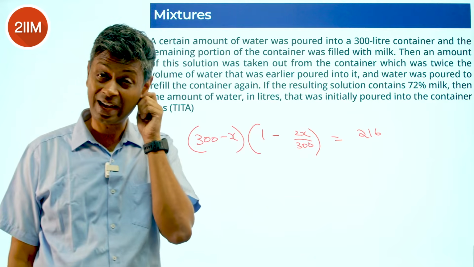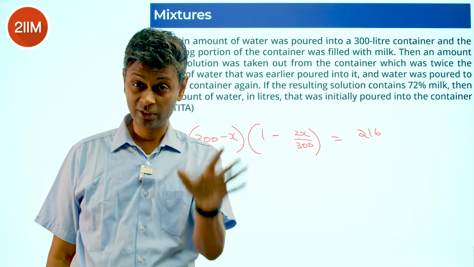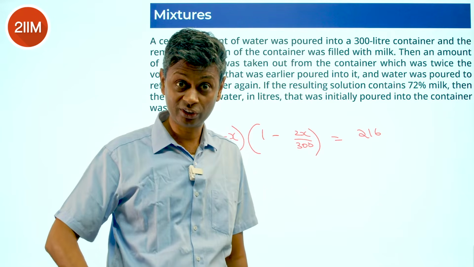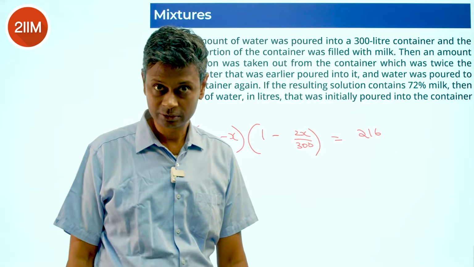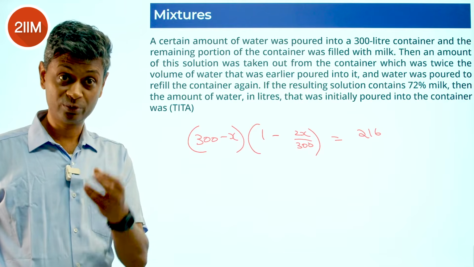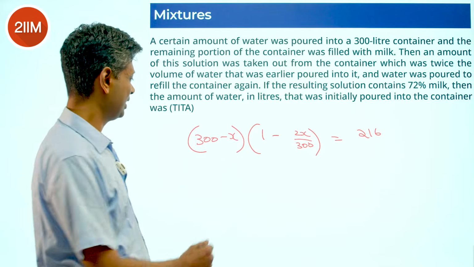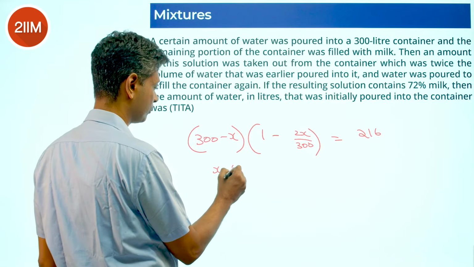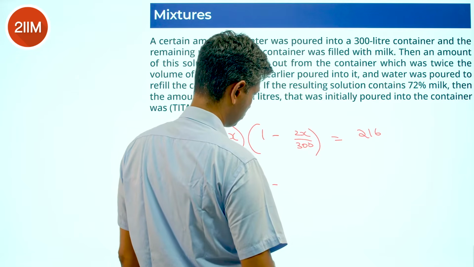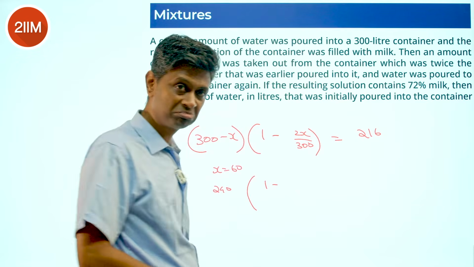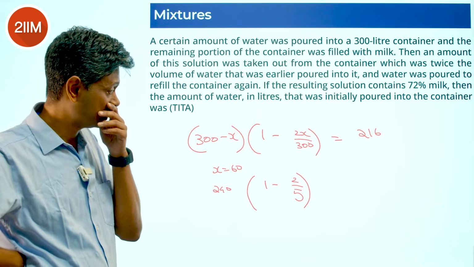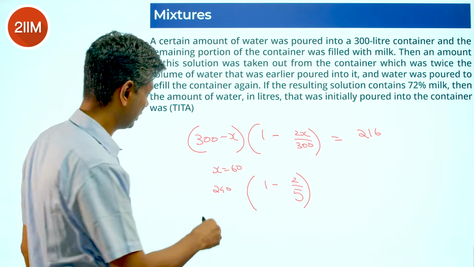After this, ideally I want to poke around and do some substituting numbers. 216 is a multiple of 6, 6 into 6 into 6, is a multiple of 27, 27 into 8. And so this number should also have lots of 3's, 27 is sitting there. So my gut feel is x could be 60. This is 240 into 1 minus 120 by 300 is 2 by 5. It's 240 into 3 by 5. 144 is too small. So I can do x equal to 30.